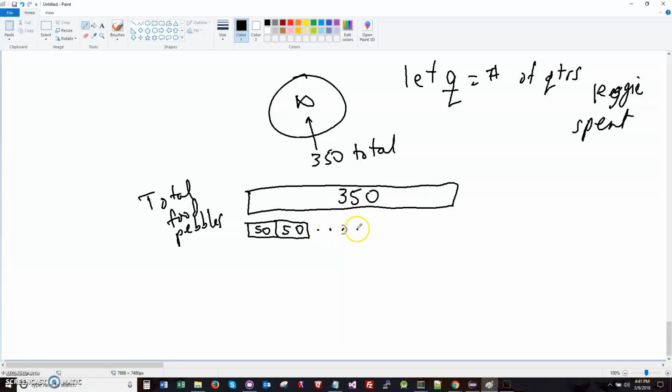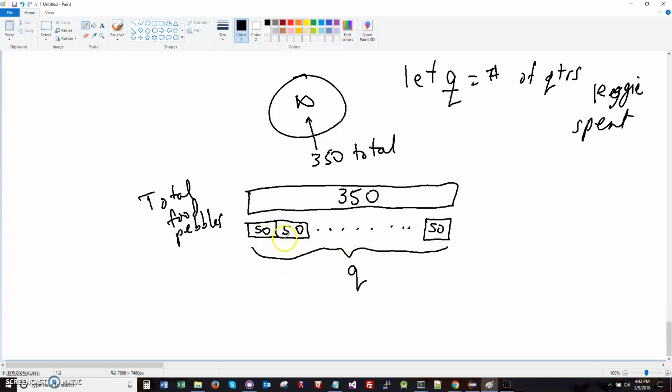But what we really want to do is use some dot dot dots here because we don't know how many quarters Reggie spends. So we can actually represent that this way on the bar diagram. This means I don't know how many are in here. But I do know that the number of them is our variable Q. Remember, Q is the number of quarters that he spent. So from this, I can see that I have 350 is equal to 50 times Q.